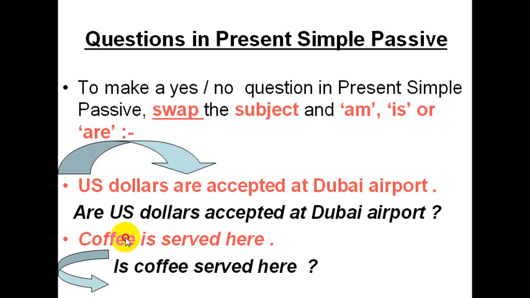Is coffee. Yes. "Coffee is" becomes "is coffee." The rest of the sentence remains as it is: served here. Just put a question mark at the end to make it a question. Yes, don't forget that. Excellent.